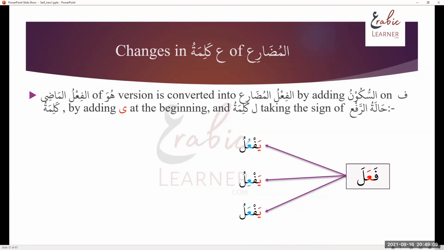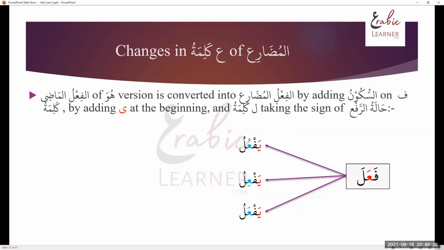There are only three signs where sounds come. Sukun is not a sign, Sukun is where you stop. So you are talking about Dhamma, Fatha and Kasra only. This indicates that when the Ain Kalima is Fatha in Fi'l Maadi, this Ain Kalima is a middleman.